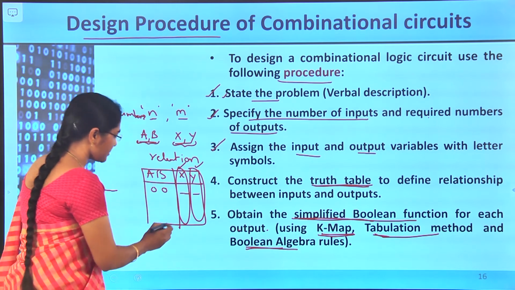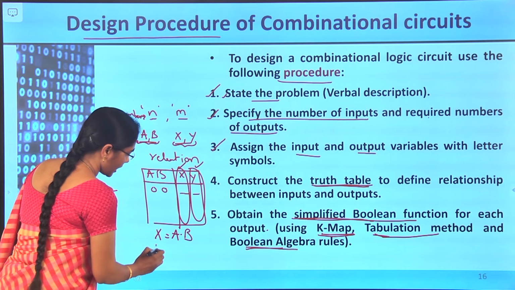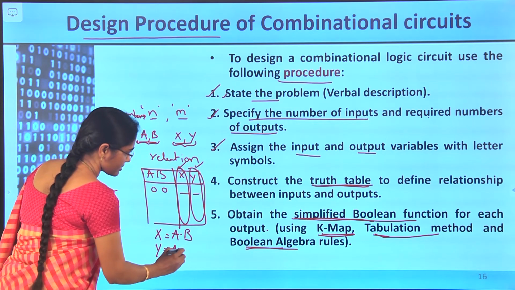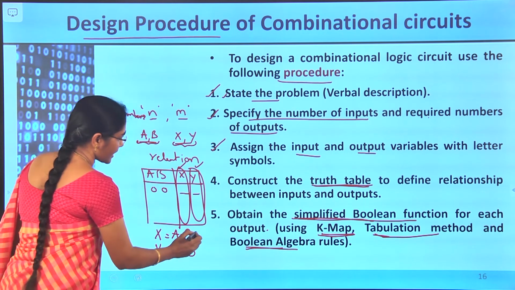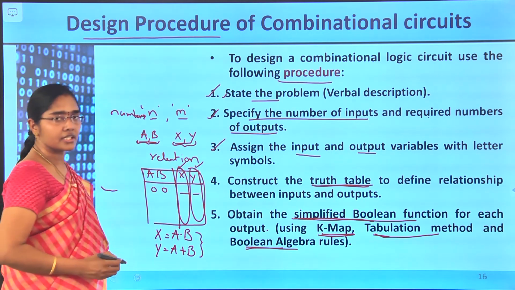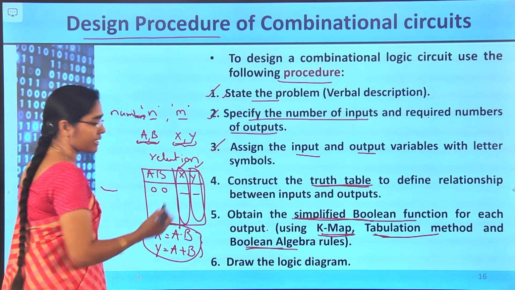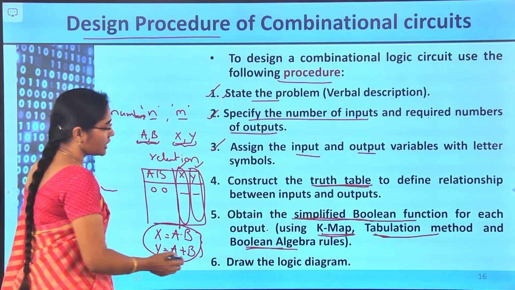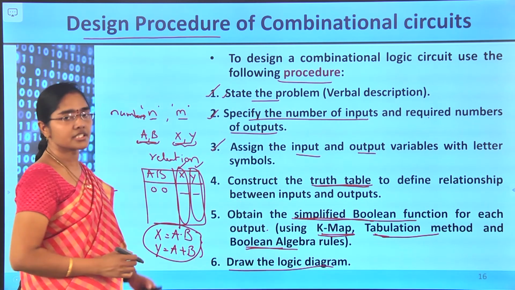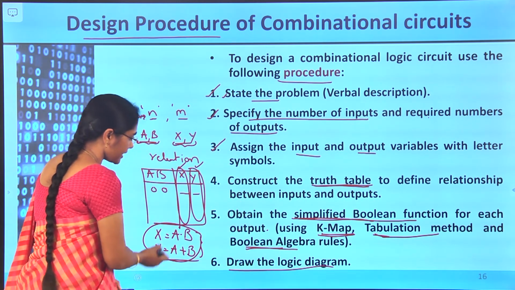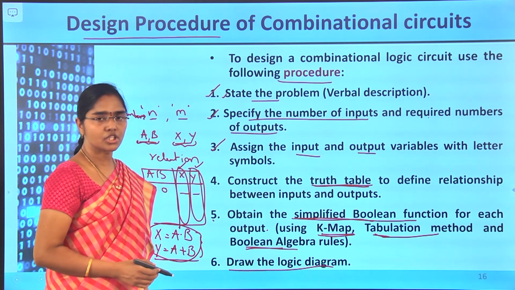So, use any one simplification method to obtain the simplified Boolean expression. Once the expression is ready, for example, if X is equal to A and B, or Y is equal to A plus B, something like this, simplified expressions, then convert these expressions into a logic diagram. That means the last step of this design procedure is to draw the logic diagram for the simplified expressions which are obtained in step 5. Okay.